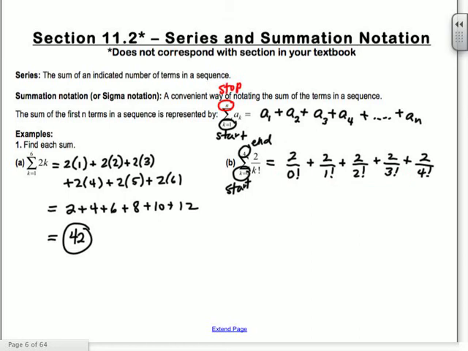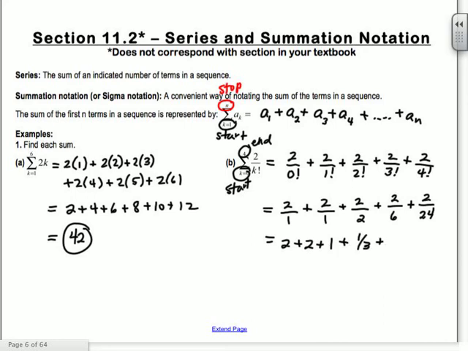Okay, do you guys remember factorials? So factorials, if I had 3 factorial, 3 times 2 times 1. So what's 0 factorial? Do you guys remember? 1. What's 1 factorial then? Also 1, right? So 0 factorial and 1 factorial are the same number. All right, 2 factorial is 2 times 1, so it's 2. 3 factorial is 6, and 4 factorial is 24, right? 4 times 3 times 2 times 1. You already had 3 times 2 times 1, now multiply by 4 to get the next one. Okay, so this means I have 2 plus 2 plus 1 plus 1/3 plus 1/12.